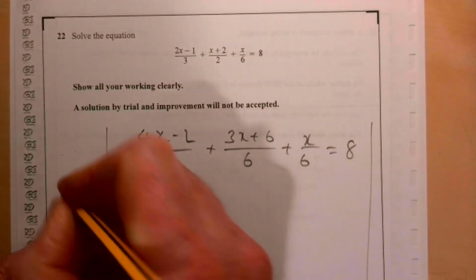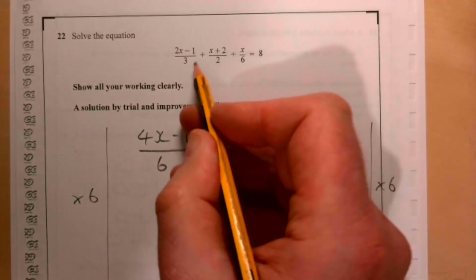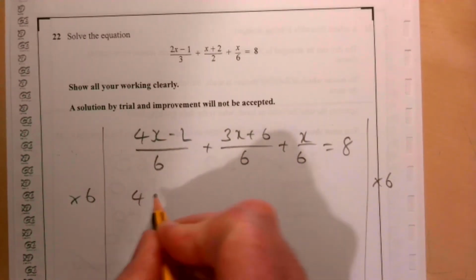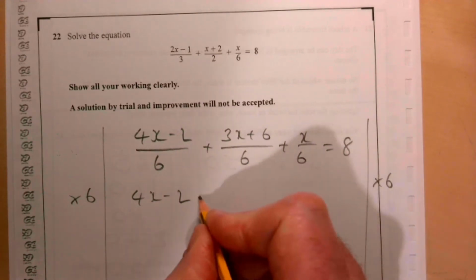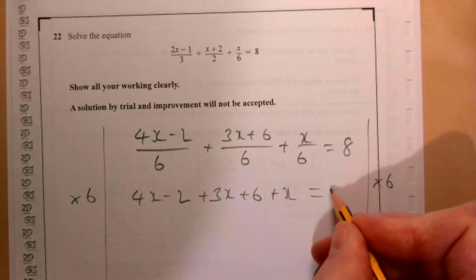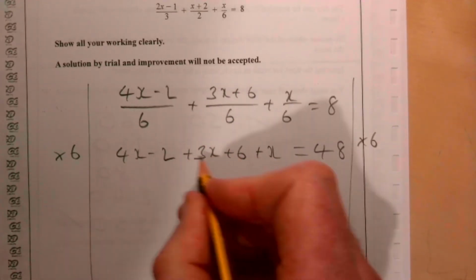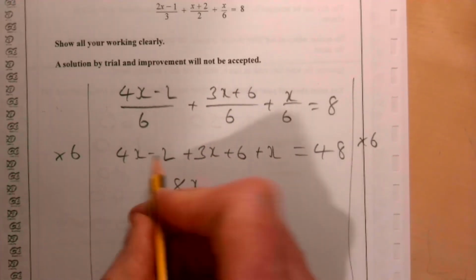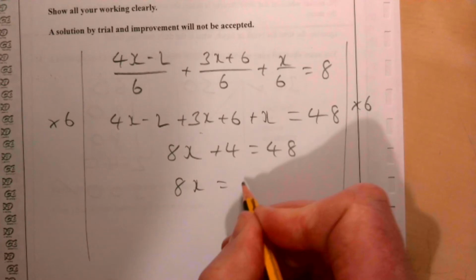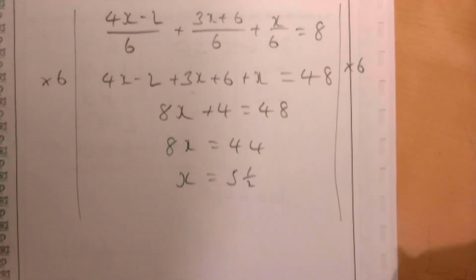I'm now going to times through this whole equation by 6. The idea then is to get rid of the fractions. Now if you times through by 6 earlier, it's going to work as well, but it's just a little more straightforward this way. Times this by 6, I get 4x minus 2, plus 3x plus 6, plus x, and don't forget that times 8 by 6 gives me 48. Join together my like terms: I have 4x, 3x and x, so I have 8x plus 4 equals 48. I then have 8x is 44, and so x in this case is going to be 5.5.